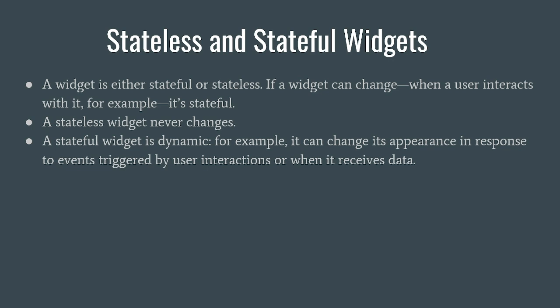Now, if you look at stateful widgets, as you can guess from the name, they do change dynamically based on user interaction or any updates in data. For example, you can think of a checkbox widget. Every time you tap on the checkbox, its appearance should change. So when it's ticked and you tap on it, the tick should get removed. So that is an example of a stateful widget.